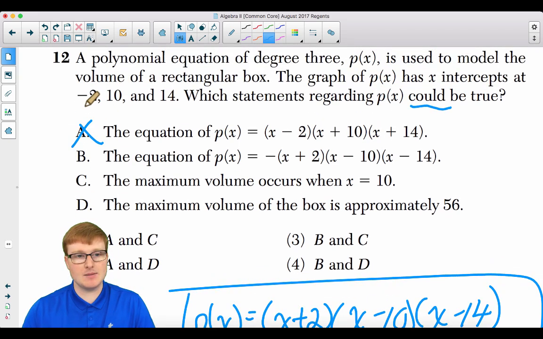They want to see how many people would get tripped up at the fact that you don't change the sign when you plug into the factors. Not true. So that's not okay.